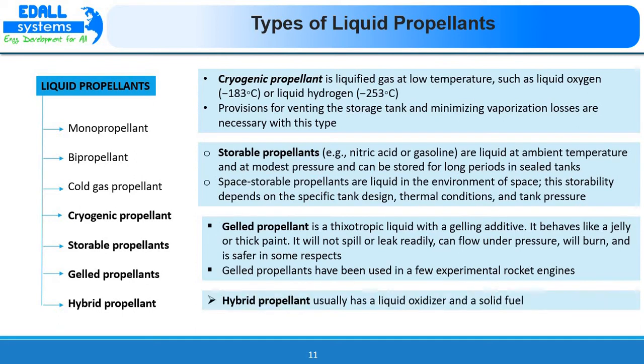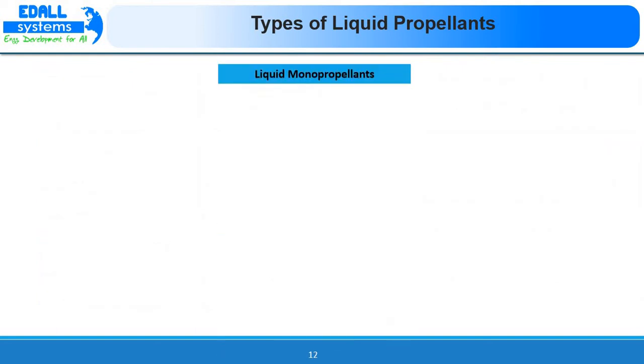The last one, that is hybrid propellants, usually has a liquid oxidizer and a solid fuel. It is a very simple system where a liquid oxidizer is stored in a tank and the solid fuel is already present in the combustion chamber, and just the liquid oxidizer has to be fed directly to the thrust chamber and ignited such that combustion happens. So various types of liquid propellants we have discussed now. We will see each of them in more detail.